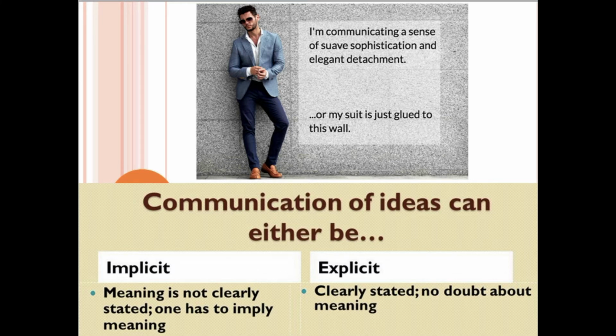An explicit communicator would find an implicit communication style vague, whereas an implicit communicator would find an explicit communication style exaggerated.